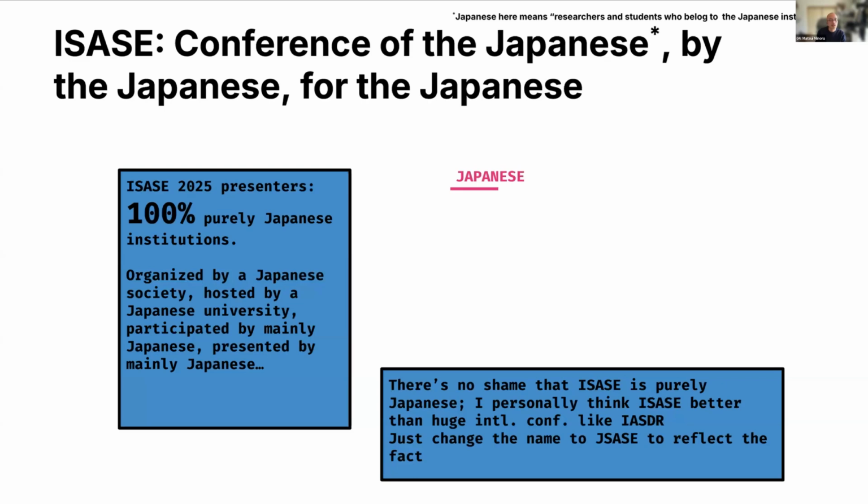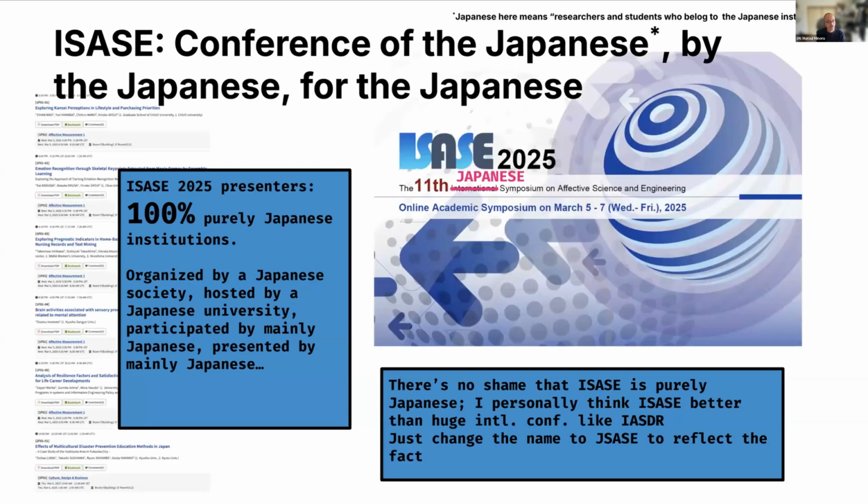And ISAAC, this conference, is also 100% purely Japanese institutions, and all presenters were from Japanese institutions. So it is organized by a Japanese society, hosted by a Japanese university, participated in by mainly Japanese, presented by mainly Japanese. And by Japanese, I mean researchers and students who belong to Japanese institutions, not Japanese origin. So ISAAC is also a conference of the Japanese, by the Japanese, for the Japanese. So I suggest changing the name. Thank you.